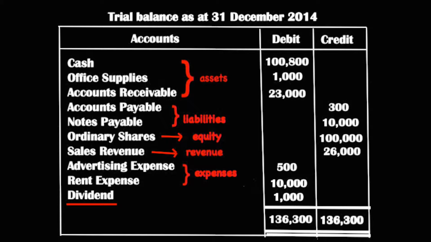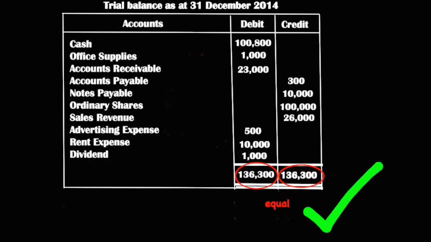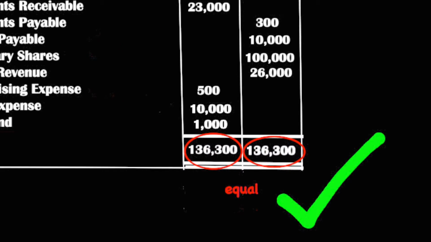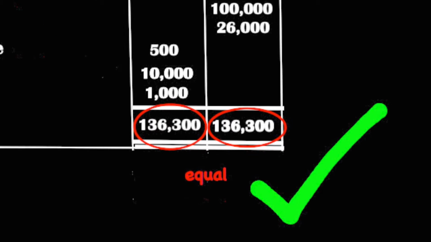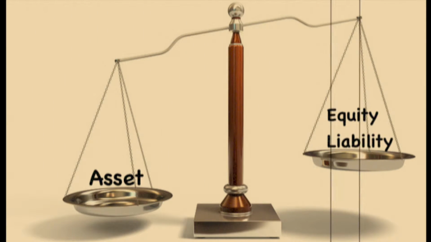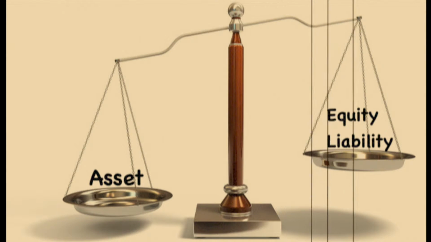In the trial balance, the ledger accounts and its balances are arranged according to the order of assets, liabilities, equity, revenue, expenses, and dividend. After adding up all the closing balances in both of the columns, the total debit balance should be the same as the total credit balance. If the trial balance is unequal, it means that the accounting equation is imbalanced.